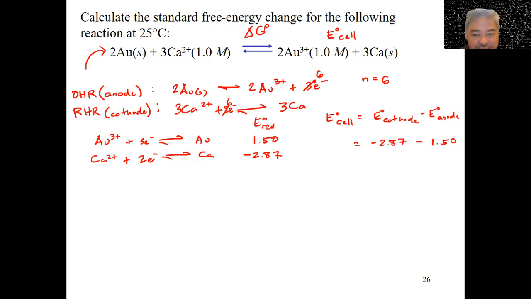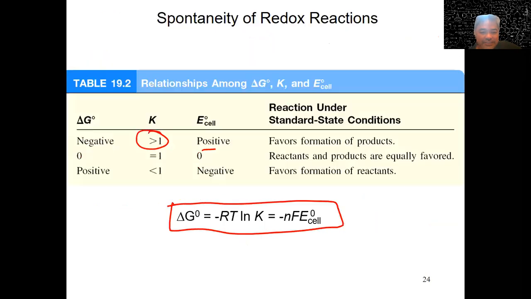So in this case, if you're going to do the calculation, what do you get? You get a negative value. You get negative 4.37. And it can tell you that it's not a voltaic cell. Because the next thing that we're going to do is get the delta G.